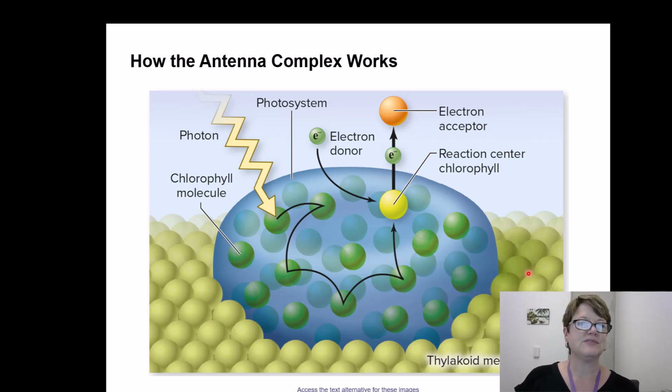But they're showing the path of the energy, and then the energy is combined with the electrons in the reaction center chlorophyll molecule, and then those are being passed. Those high energy electrons are then passed to an electron acceptor nearby.